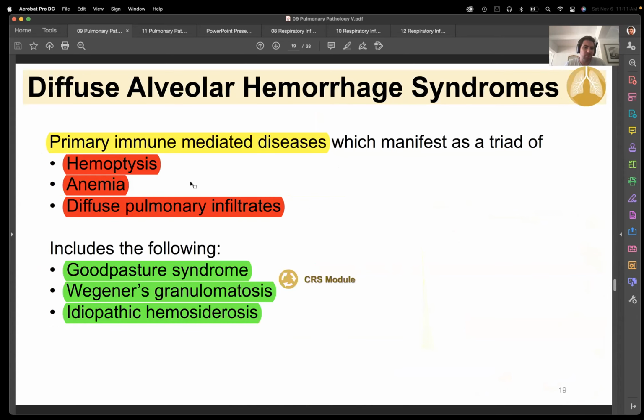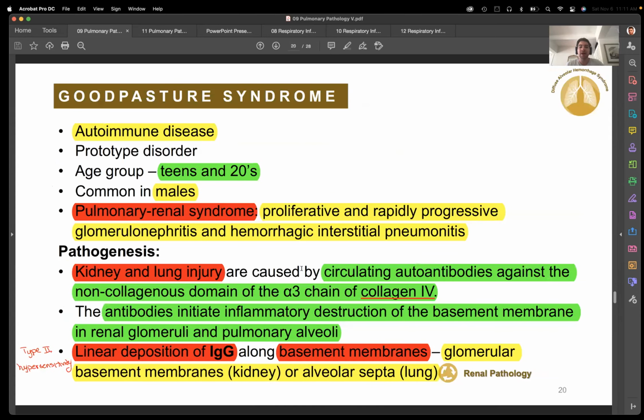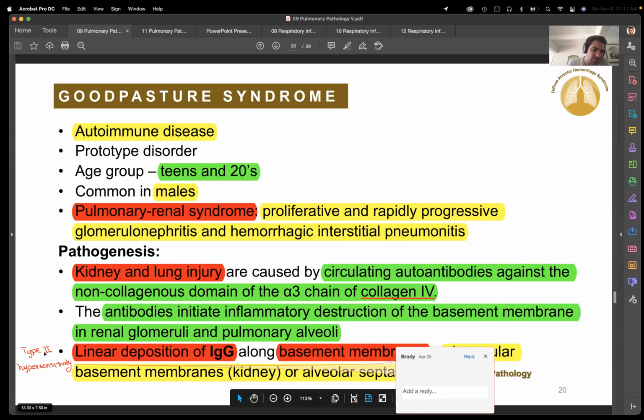I don't remember this being very important either, but it's a primary immune problem that leads to coughing up blood. Maybe that leads to the anemia, and then you get pulmonary infiltrates as well. Oh, these include these. Okay, so these are going to be important. Good Pasture's is something that comes up. It is a type 3 autoimmune problem. So you get these immune complexes that form in the lungs, but also more importantly in the kidneys, which I'll come across. Wait, sorry, it's type 2 hypersensitivity.